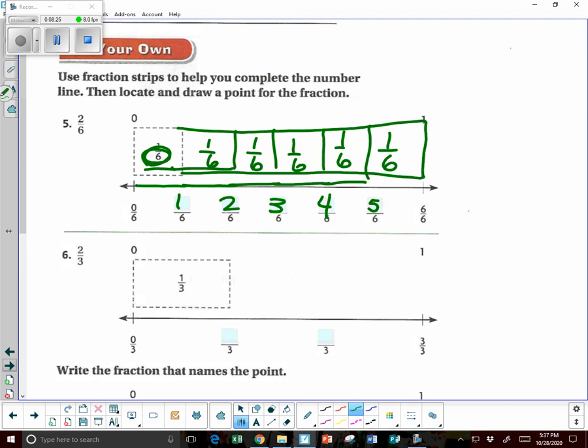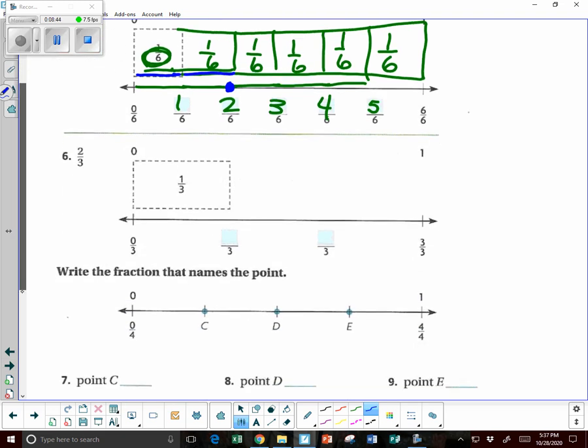Then it says locate and draw a point for the fraction 2 sixths. Well, it's right here. 2 sixths. After your 1, 2, 2 sixths. Okay, let's do it again.